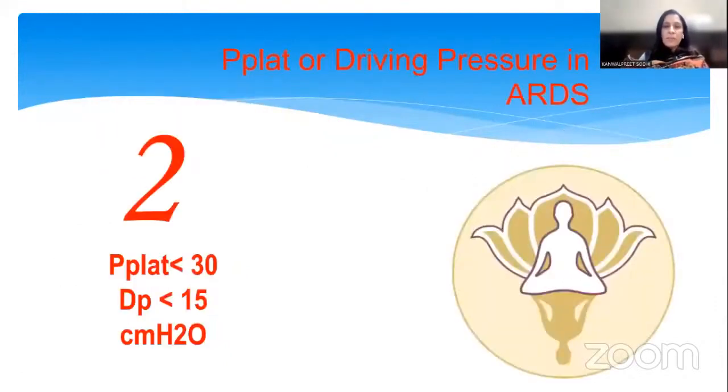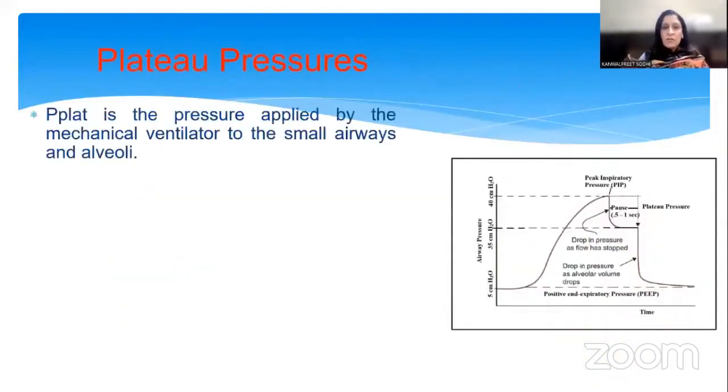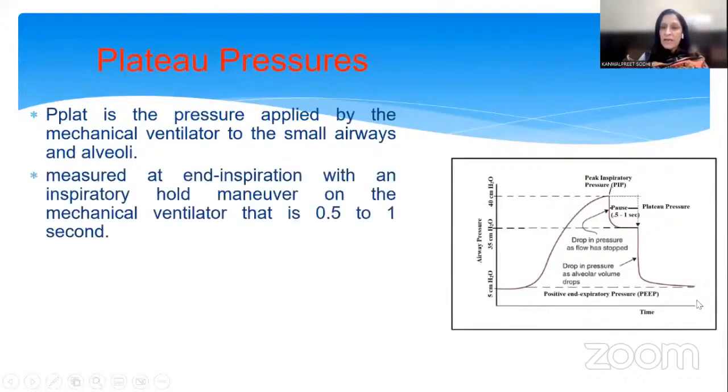The next concept is the plateau pressure or the driving pressure in ARDS. The targets are P-plat of less than 30 and driving pressure of less than 15 centimeters of water. Plateau pressure is the pressure applied by the mechanical ventilator to the small airways and alveoli. It is measured at end inspiration, when we achieve the peak inspiratory pressure and then have an inspiratory hold of around 0.5 to 1 second. The pressure then plateaus down to a pressure lower than the peak inspiratory pressure, and that's the plateau pressure.